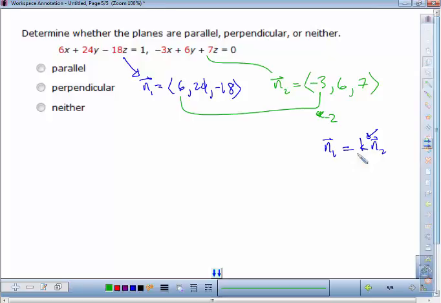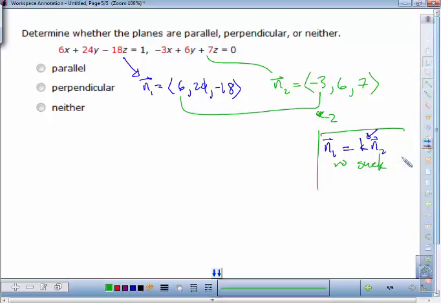So the question is, can you find a k so that this is true? I think the k would have been like a negative 2, like we said over here, but negative 2 times 6 doesn't equal 24, so I think we could be done there. So in this case, no such k.